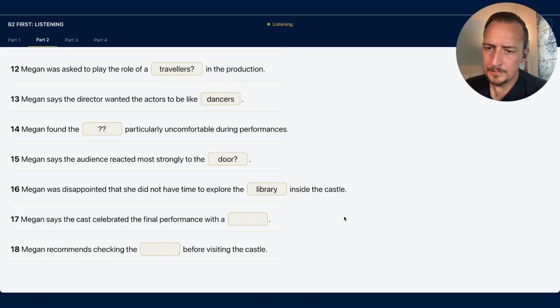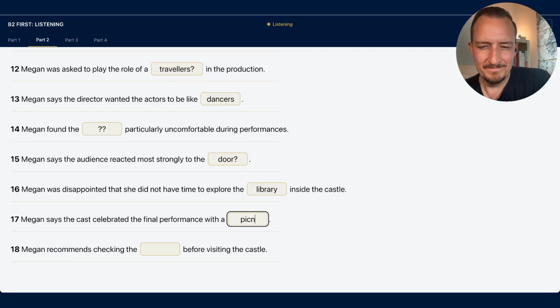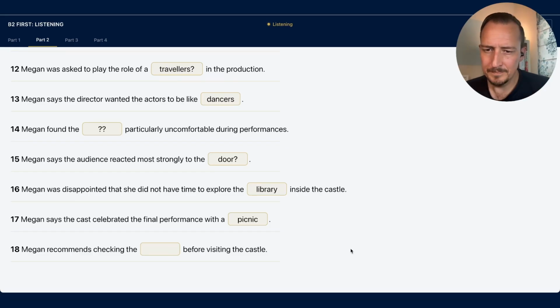Someone suggested going for a meal, and another person wanted to organise a party, but in the end we had a picnic in the castle grounds the next afternoon. It was simple, but it felt like the perfect way to say goodbye to the place.